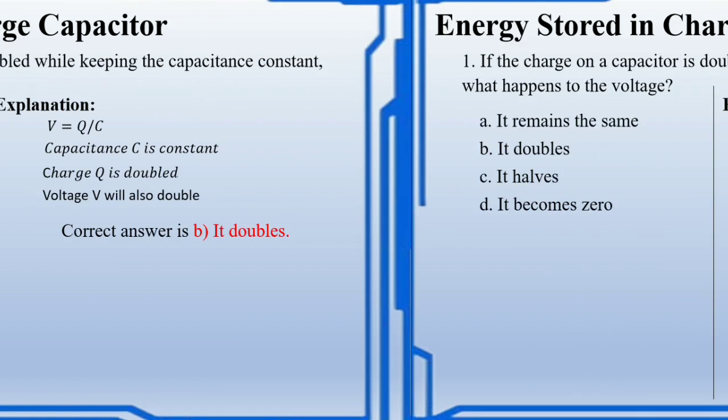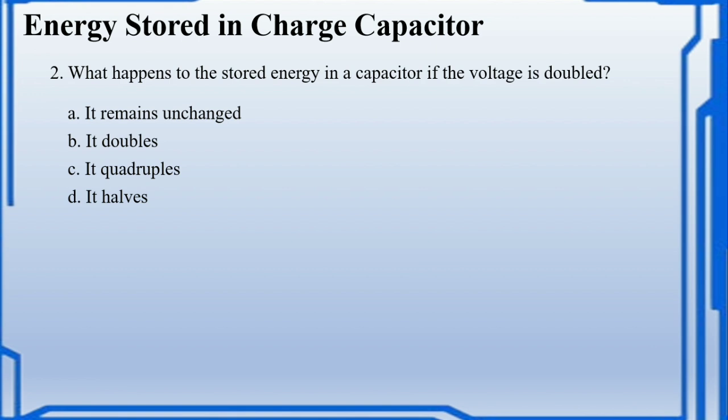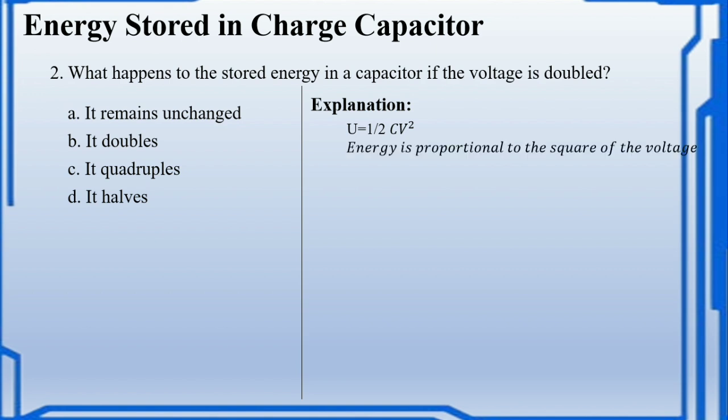It doubles. Next, what happens to the stored energy in a capacitor if the voltage is doubled? A. It remains unchanged. B. It doubles. C. It quadruples. D. It halves. The formula for stored energy is U equals 1 divided by 2 CV squared. Since the energy is proportional to the square of the voltage, if the voltage doubles, the energy increases by a factor of 4. So, the correct answer is C.